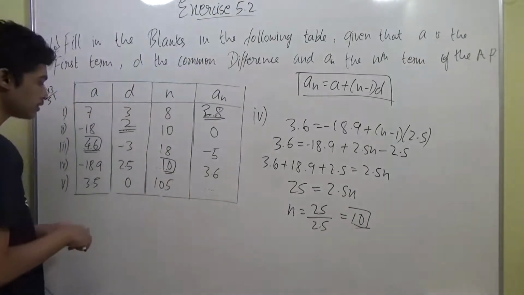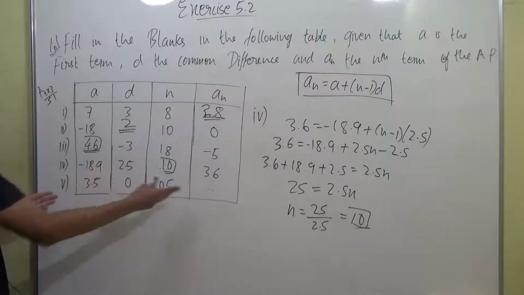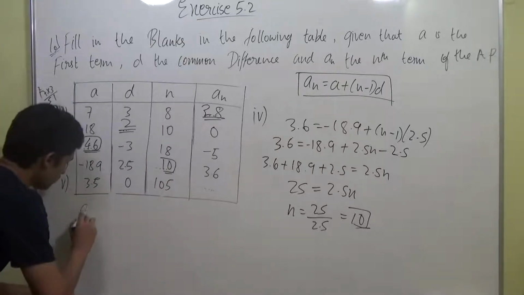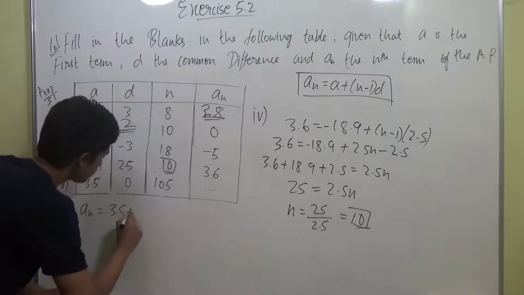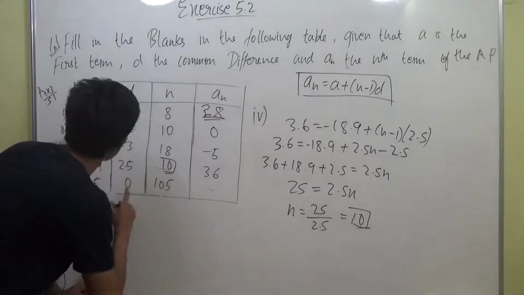Done guys. Now let's go to the fifth sub question. I'll do it here itself guys. So we have to find the value of a of n in the fifth sub question. So a of n equal to, a is 3.5 plus n minus 1, that is 105. Okay, 105 minus 1 into d.